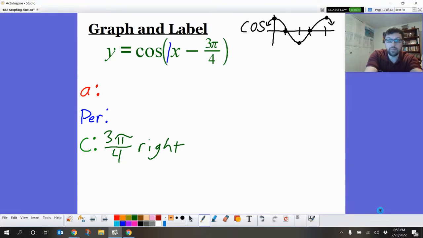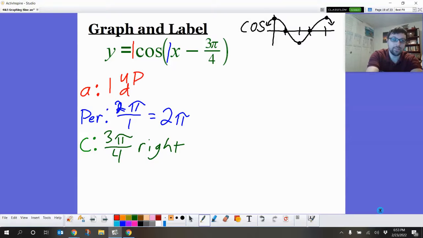Our period, we've got a 1 there. So 2 pi over b. So 2 pi over our b value, which is 1. So our period is just 2 pi. Sorry that 2 looks so stupid. There we go. I made it look worse. That helps, right? So we go 1 up and 1 down for our amplitude.